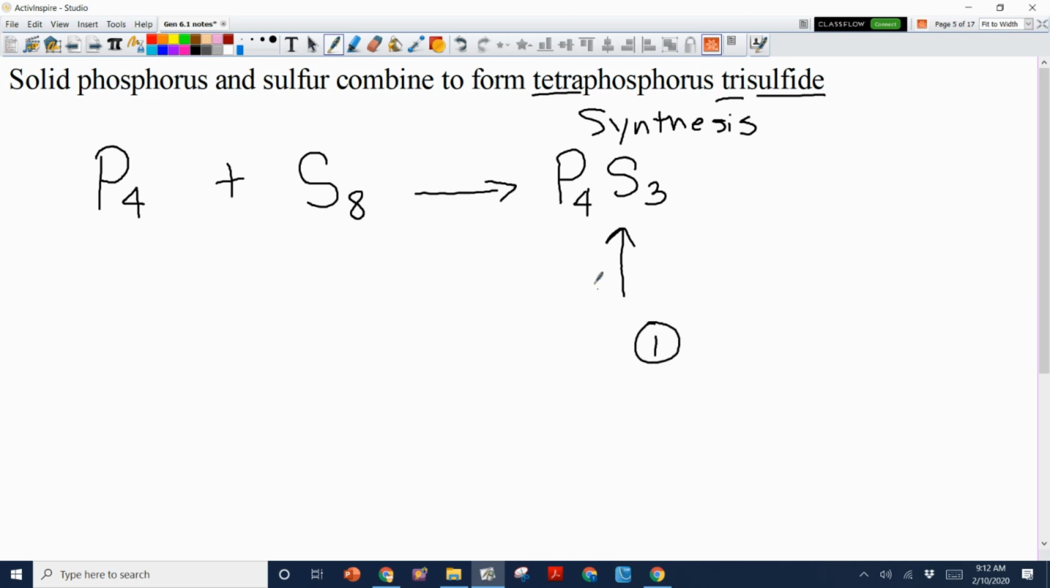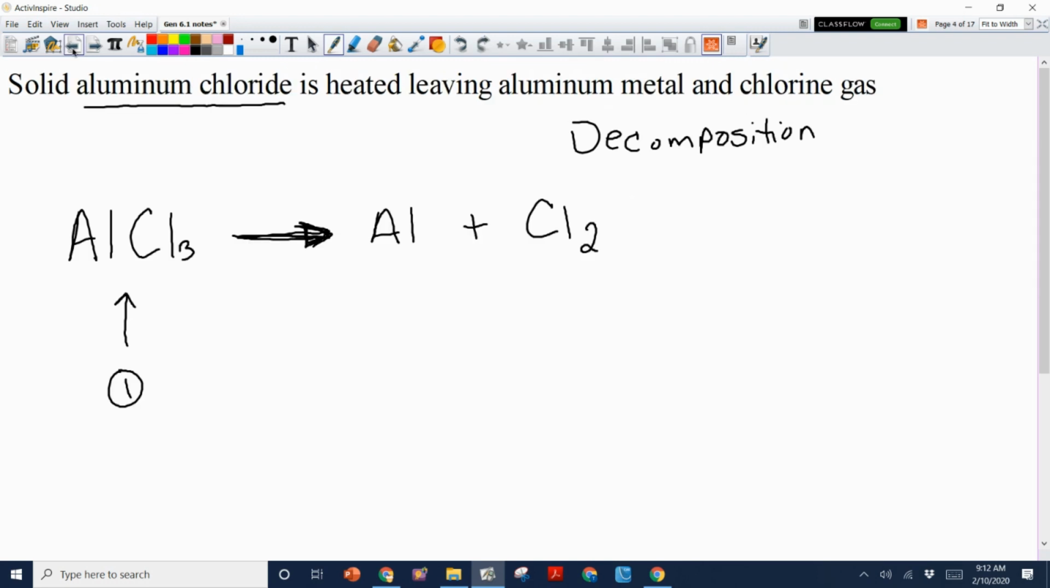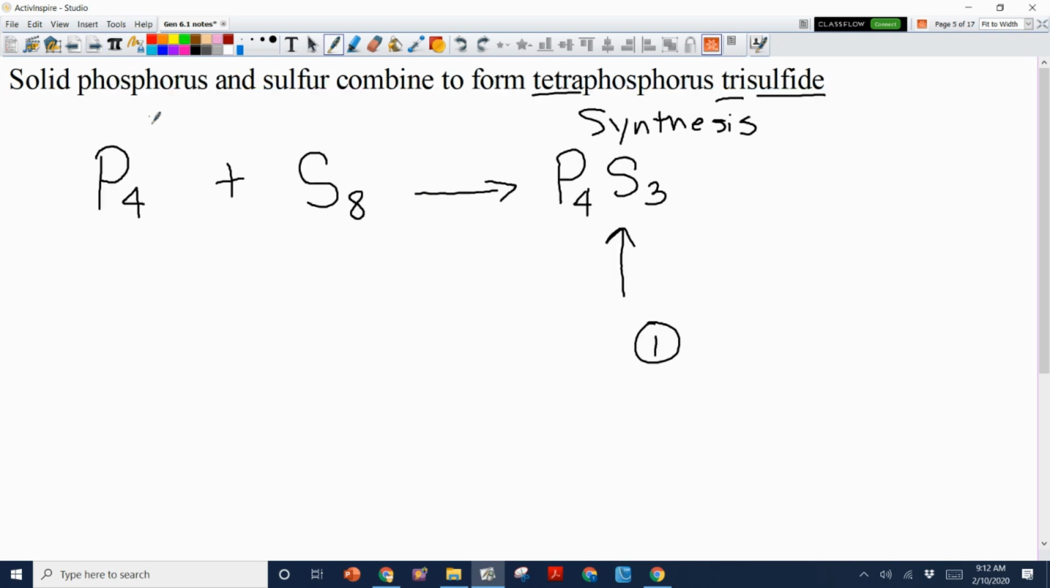product. And this is just exactly the opposite of decomposition. So decomposition, you have one reactant breaking down into several. And then in synthesis, you have several, it could be more than 2, it could be 3 reactants making one product. Okay, so synthesis and decomposition are opposite reactions from each other.